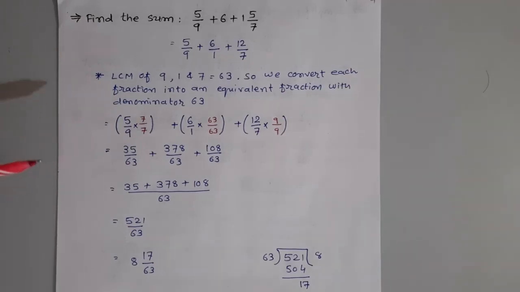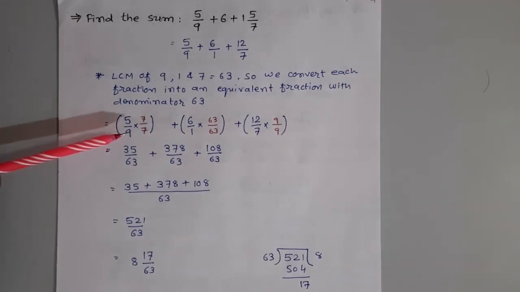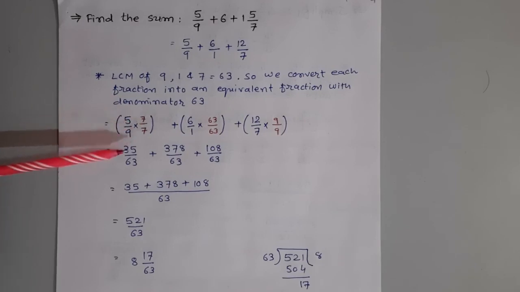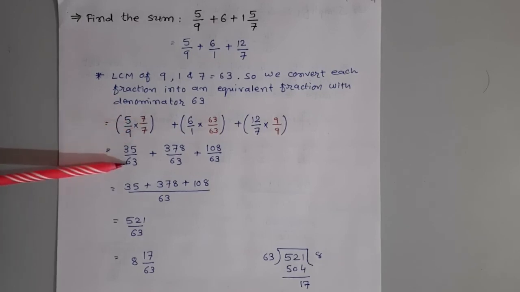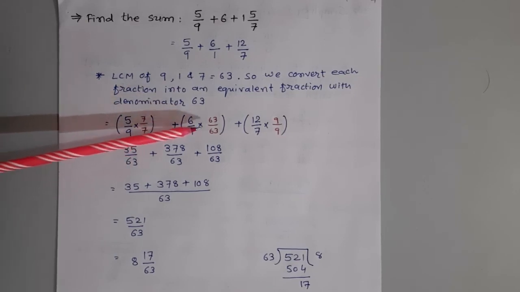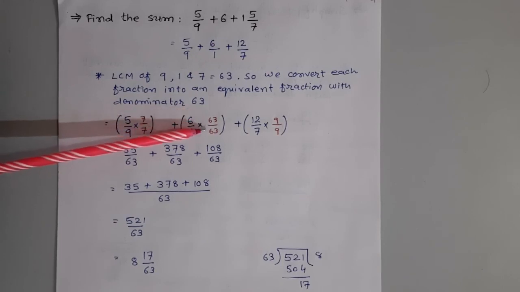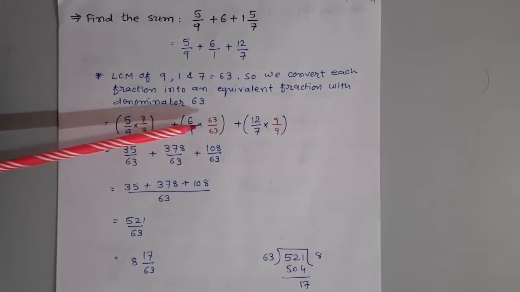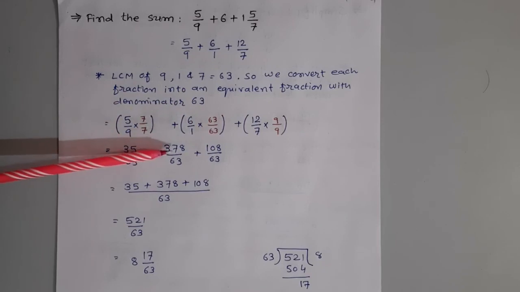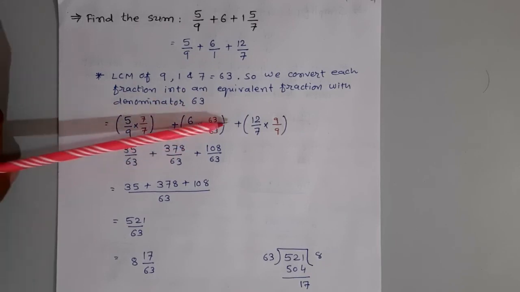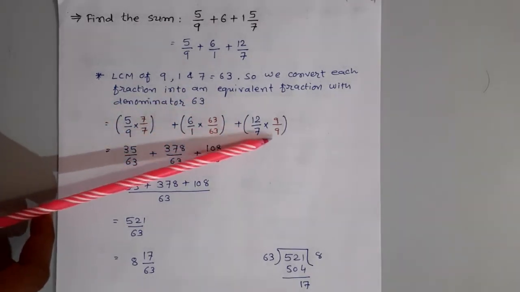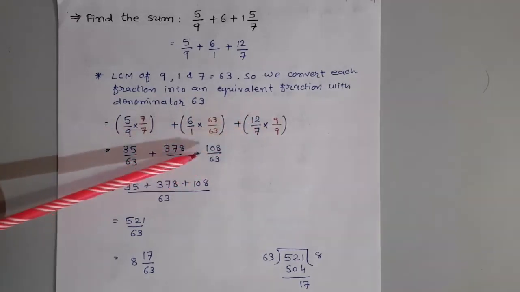So we have to multiply the first fraction by 7: 5 7s are 35, 9 7s are 63, so that we get 63 in the denominator. Same way, 6 upon 1, so we have to multiply by 63 like this: 6 into 63 is equal to 378 upon 63, plus 7 9s are 63 and 12 9s are 108.